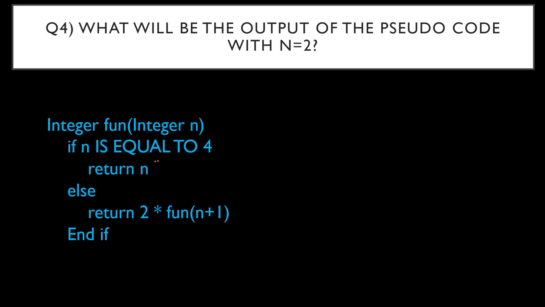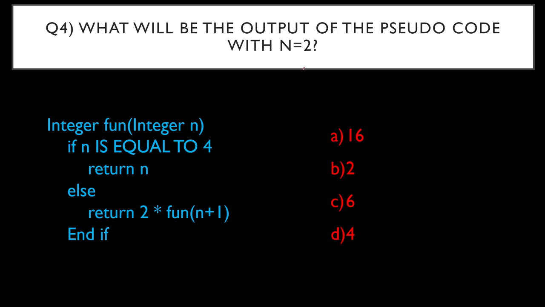If n is equal to 4. In some pseudocode they will say if n is equal to 4, in some they will write it like this. So you must be comfortable with all of these. If n is equal to 4, return n, else return 2 into fun of n plus 1. So this is again the recursive call. Recursive questions are very common here. Option A is 16, option B is 2, option C is 6, option D is 4.